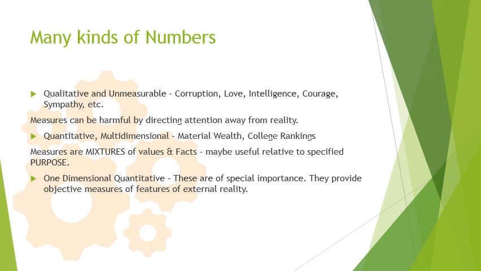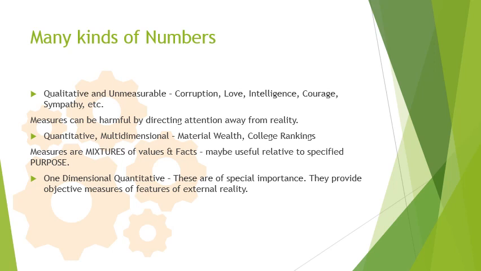Traditional courses in statistics convey the impression that a number is a number is a number. There is only one kind of number and all numbers can be treated in the same way. This is emphatically wrong, and one of the main points of this course is to explain that there are many different kinds of numbers. First, we have some qualitative and unmeasurable qualities like corruption, love, intelligence, courage, sympathy. And if we try to attach numbers to them, this can be very harmful because it directs attention away from the real quality towards some manifestation of this.